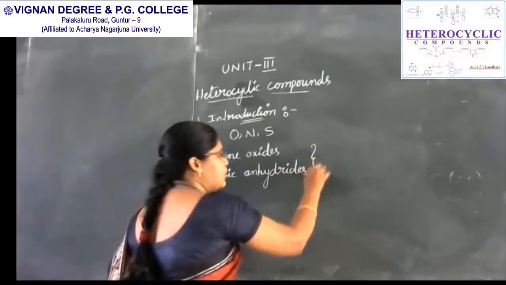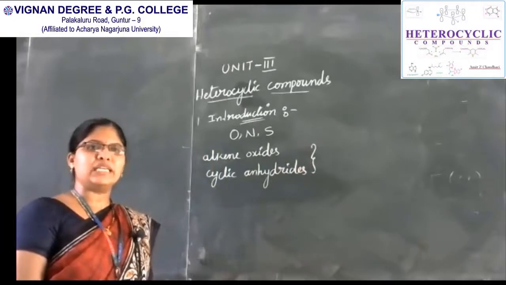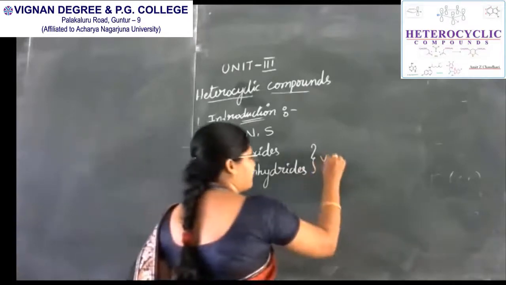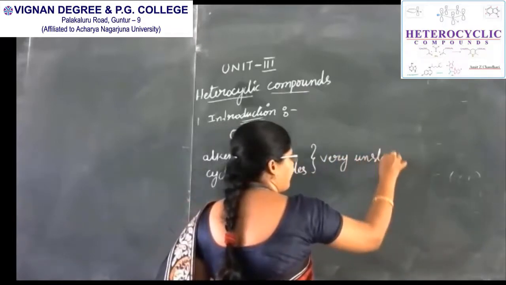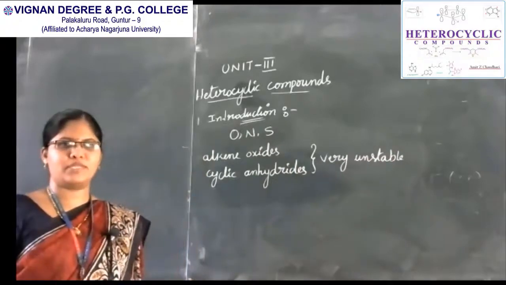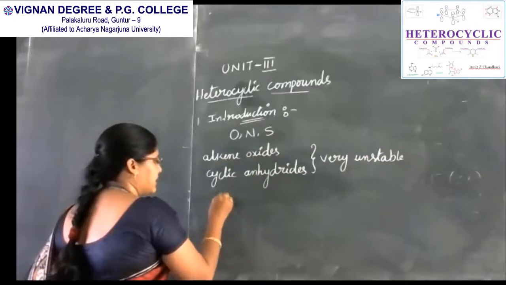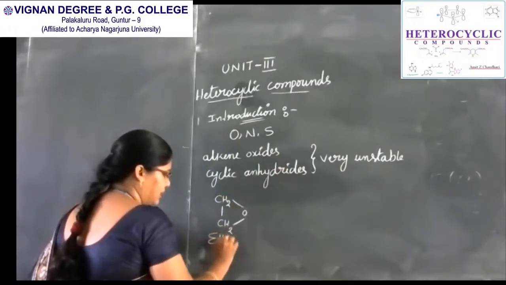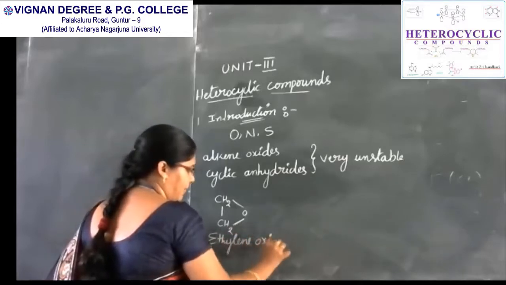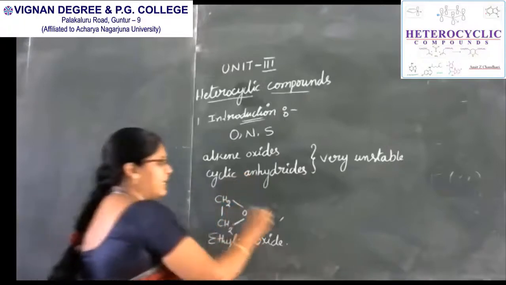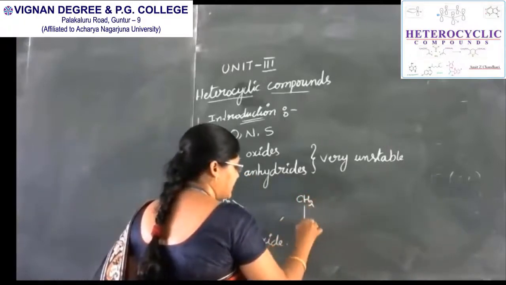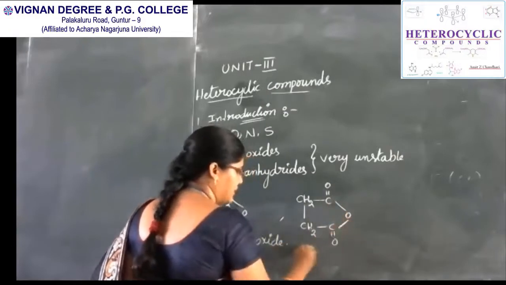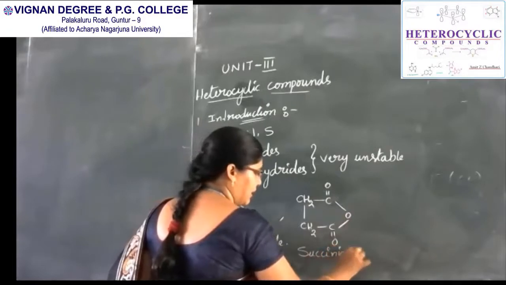In a sense, these two are heterocyclic compounds, but generally they are not considered as heterocyclic compounds because they are very unstable compounds. For example, of the alkene oxides, let us see the structure of ethylene oxide. And an example for a cyclic anhydride is succinic anhydride: CH2, CH2, C double bond O, C double bond O, O. This is succinic anhydride.